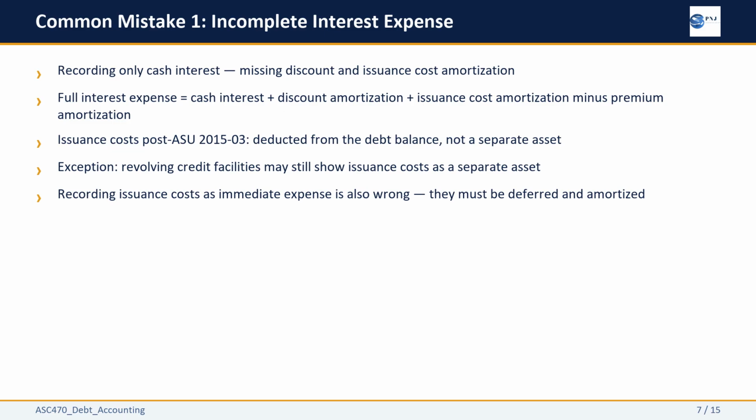Two additional traps. First, after Accounting Standards Update 2015-03, issuance costs are deducted directly from the debt balance on the balance sheet, not carried as a separate asset. The only exception is revolving credit facilities. Second, some teams expense issuance costs immediately. That is wrong. They must be deferred and amortized over the life of the debt. Both errors are common, both attract auditor attention, and both are preventable with a solid amortization schedule.